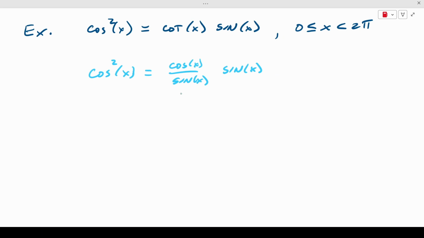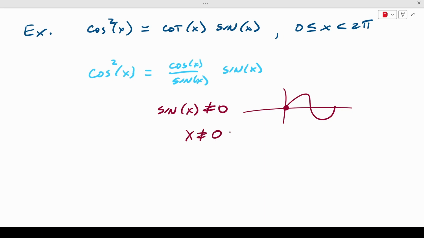I get the restriction because I can't divide by 0. So sine of x cannot be 0. I look at what sine of x looks like. So I can't have an x of 0. I can't have an x of pi. I can't have an x of 2 pi, but I don't need to worry about that because it's not part of the domain anyway. So I don't really need to restrict it here because it's already restricted up there. So that's fine.